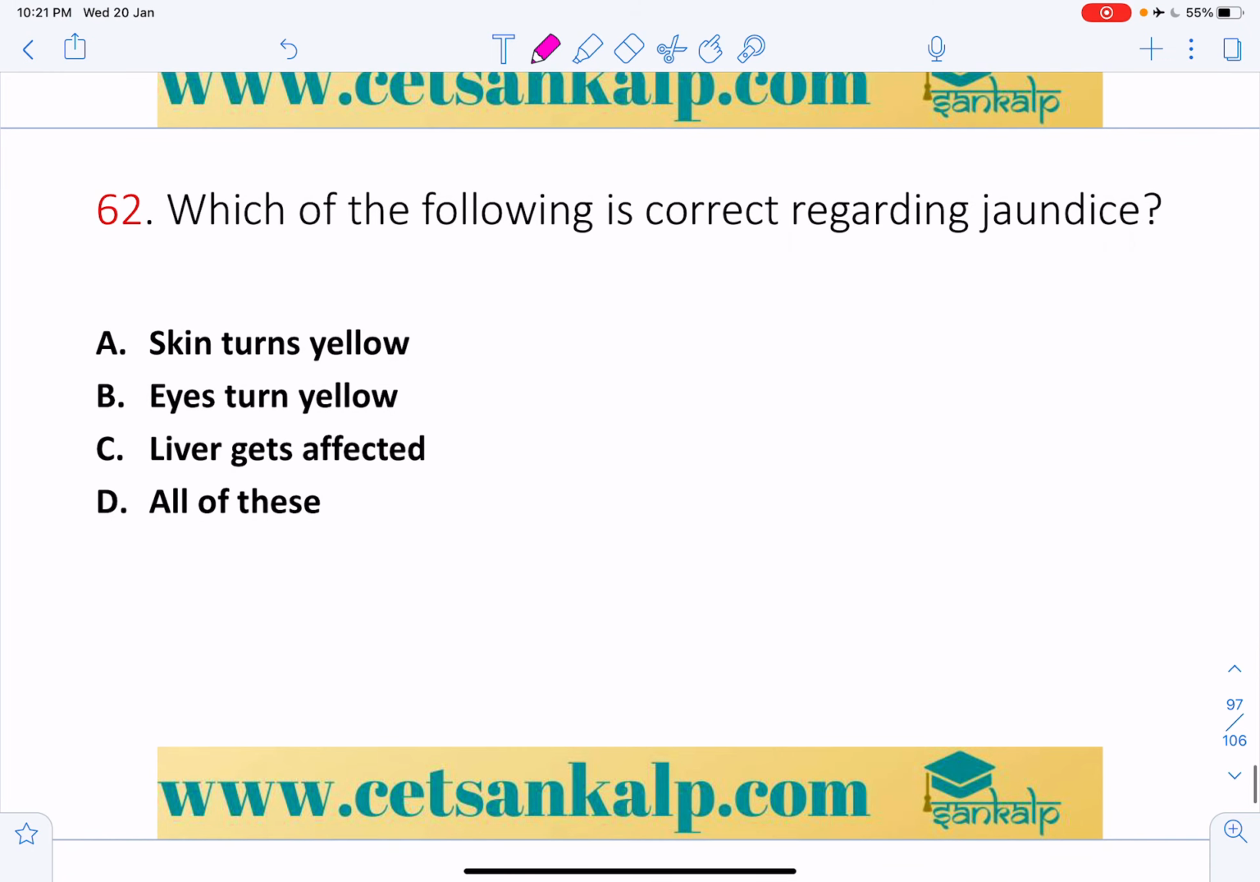Next, which of the following is correct regarding jaundice? Skin turns yellow, correct. Eyes turn yellow, the liver gets affected. So all of these are correct.